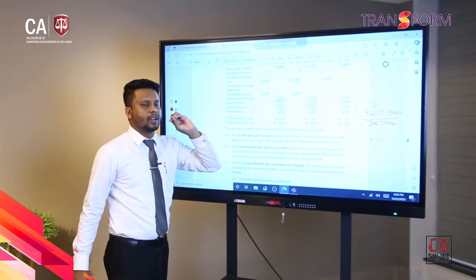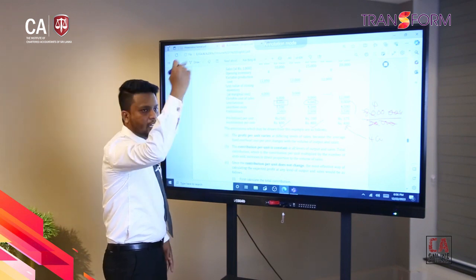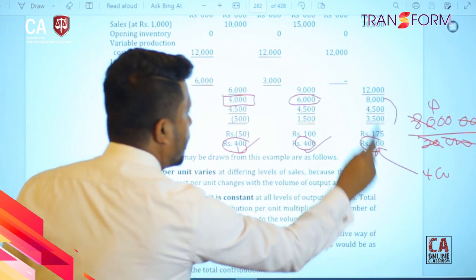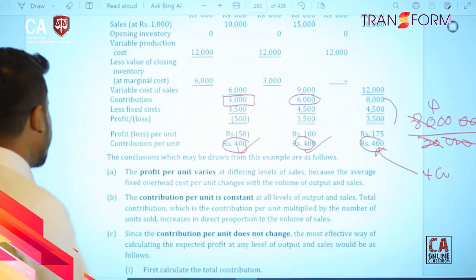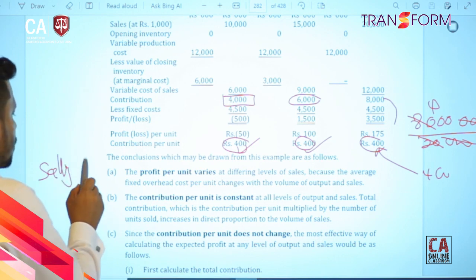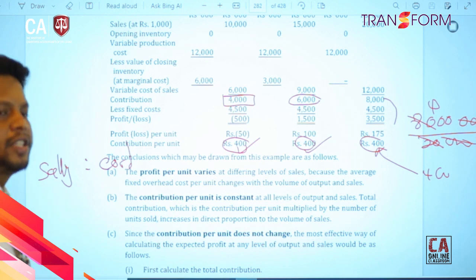So parallelly it will increase. If you are going to increase one unit of production, and if you can sell that amount, then your contribution keeps like this, because the selling value and the cost ratio is not going to be changed.